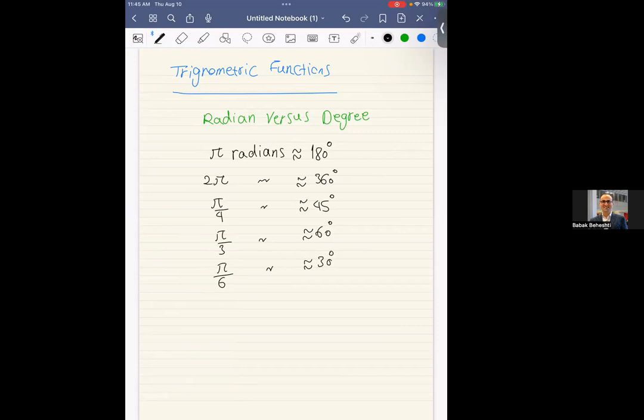So in university and more advanced courses, it's more common to use radians, like pi, 2 pi, pi over 3. So we don't use 30 degrees, 60 degrees anymore. Instead we have pi over 3, pi over 6, and so on. Okay? And you should know these angles from the unit circle.